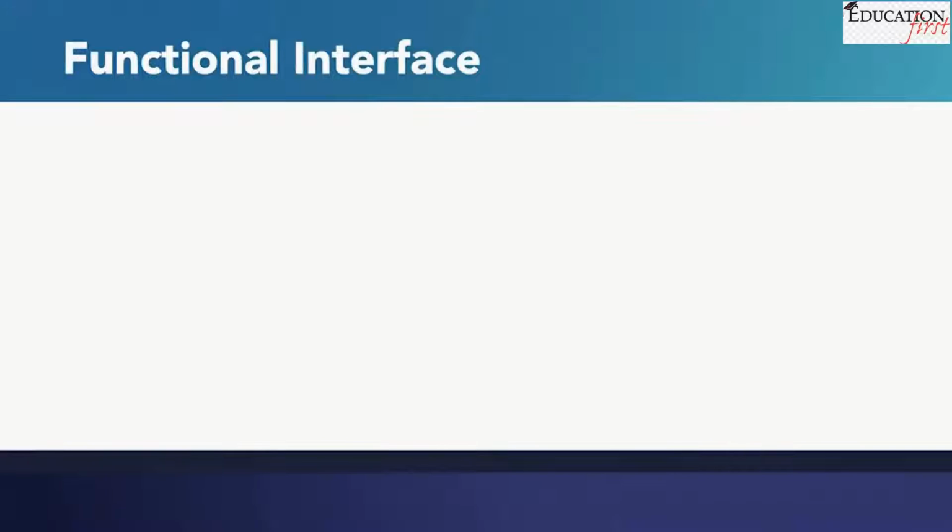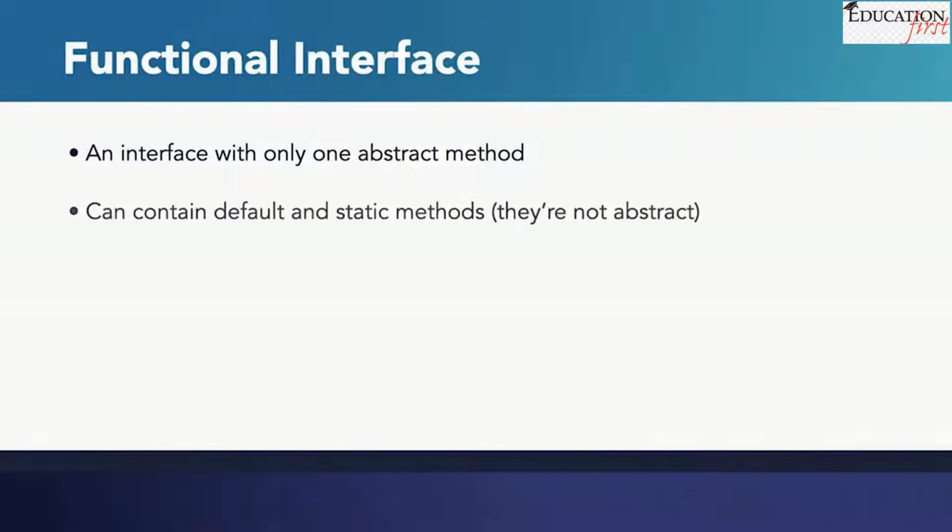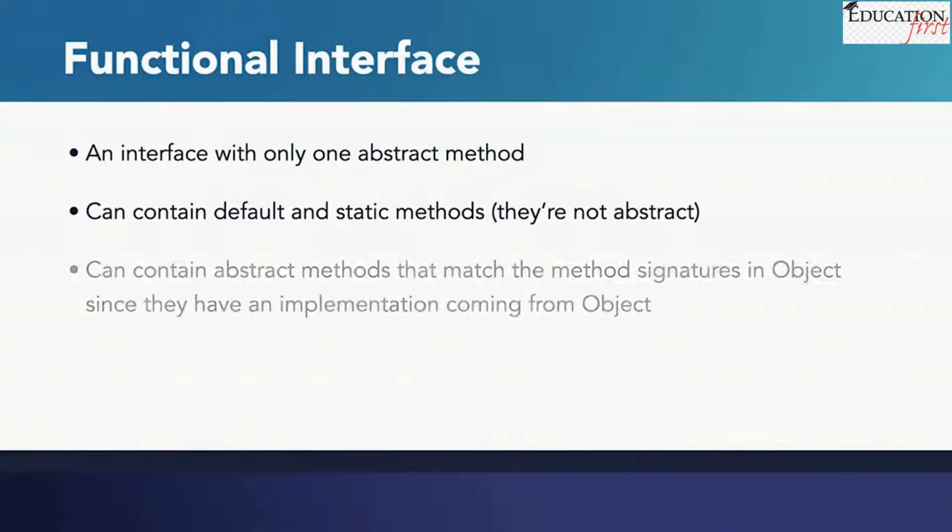Functional interfaces are a special type of interface, namely an interface with just one abstract method. This means that they can contain many non-abstract methods, such as default and static methods. It actually also means that they can have abstract methods that will always be implemented. This is the case for method signatures from the Java Object class, for example, toString. Whether we implement it or not, it is always implemented because every object inherits from the Java Object directly or indirectly.